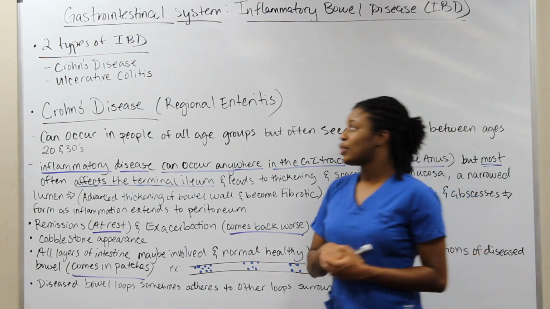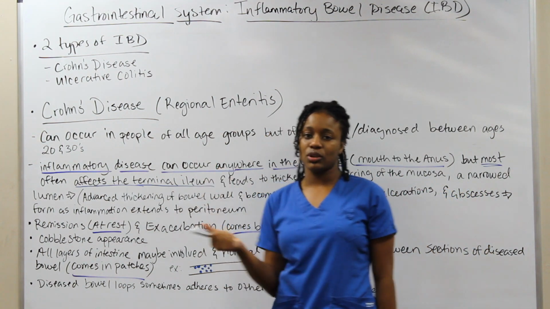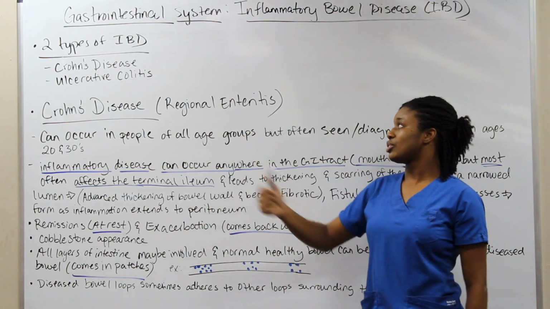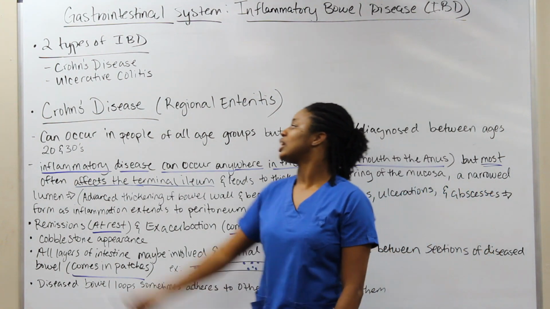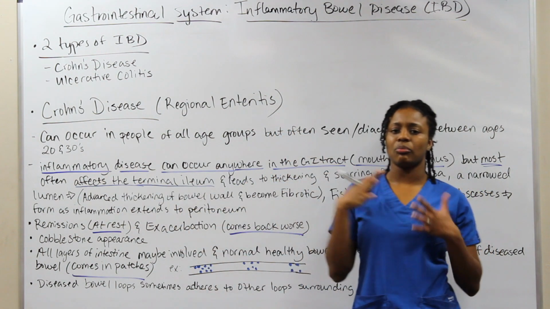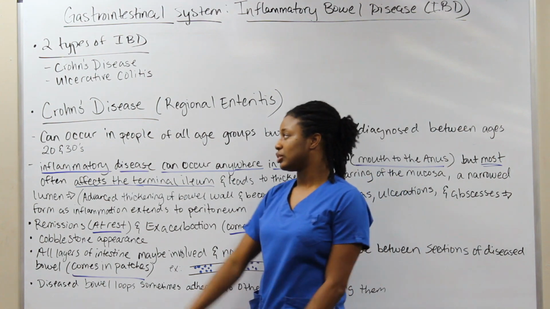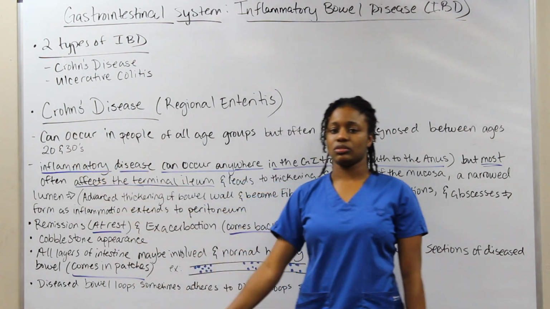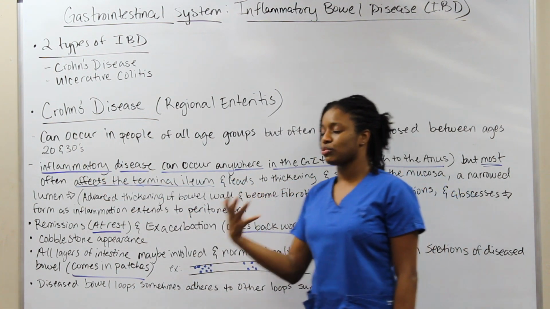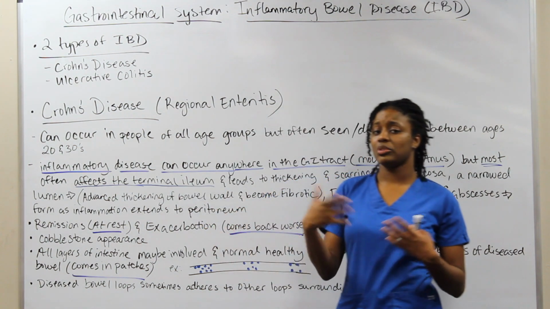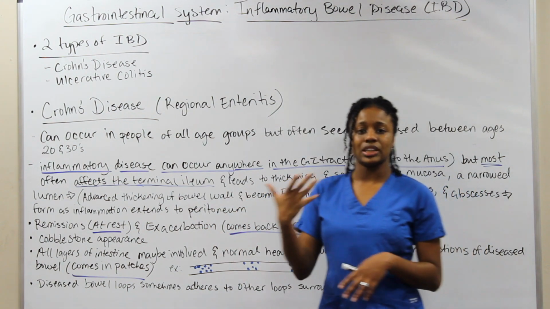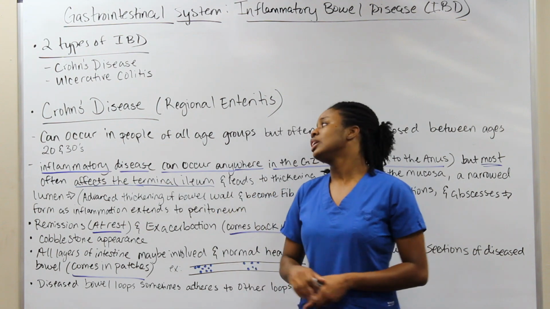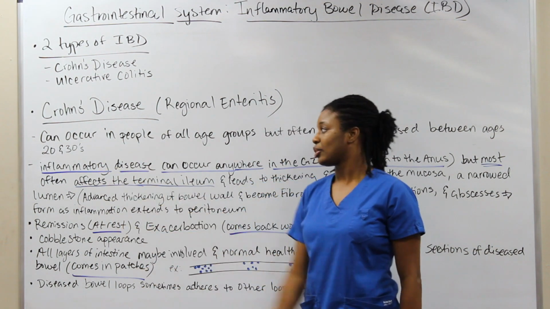All right? So first up, we're going to talk about Crohn's disease, also known as regional enteritis. It can occur in people of all ages, but it mainly targets the group of 20s to 30 years old, okay? So within that time frame, that's when you see the diagnosis made. It can be a lot younger, but by the time they get the diagnosis and figure out what's going on, they're within their 20s or 30s, okay?